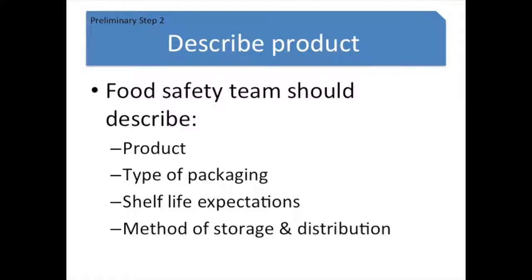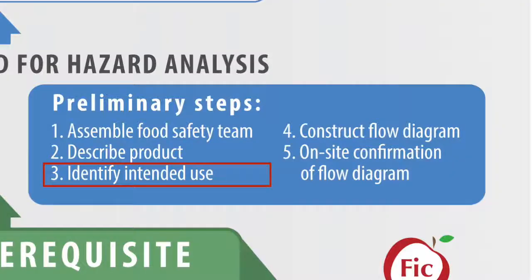The food safety team should describe the product, the type of packaging, shelf life expectations, and the method of storage and distribution. The third preliminary step asks you to identify the intended use of finished products by customers. It is important to collect and understand this information in order to identify the potential food safety hazards that need to be addressed by preventive controls.